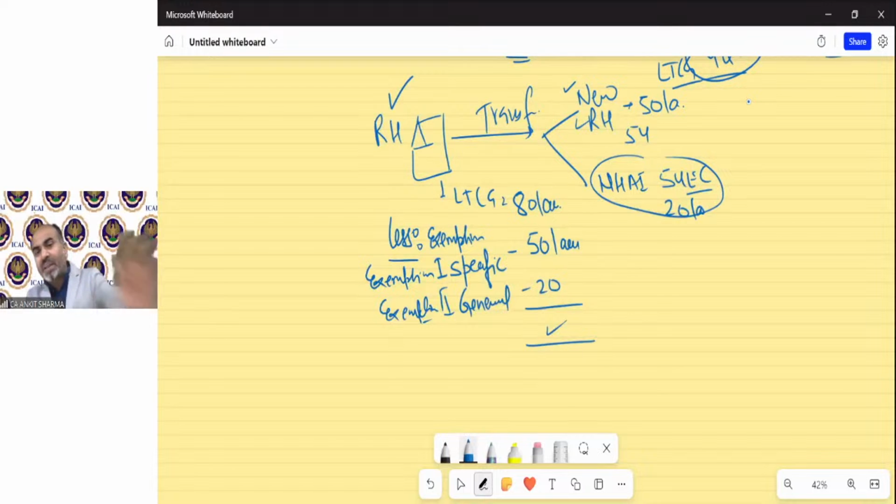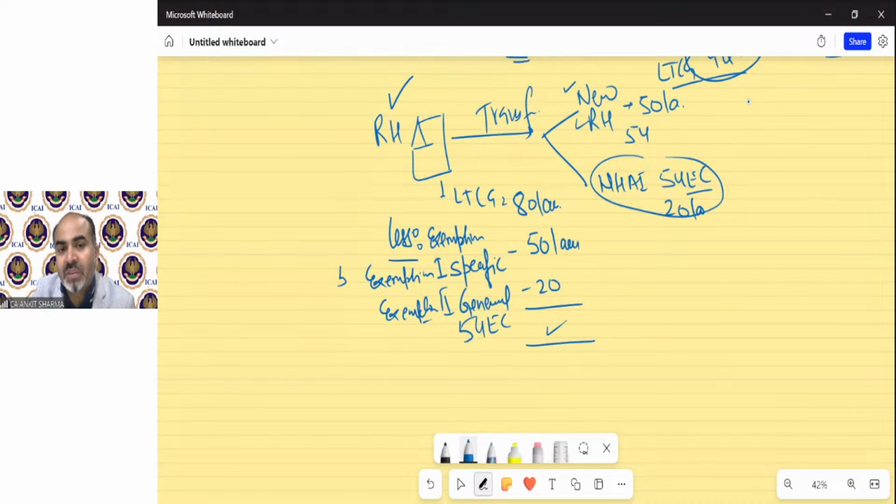Always apply the specific rule, and then the general exemption will be provided. Section 54 EC will be provided after section 54 exemption. So this will be applicable in all cases. Like you have an agricultural land, you transfer an agricultural land and purchase an agricultural land. You also purchase bonds. You also purchase a new residential house.